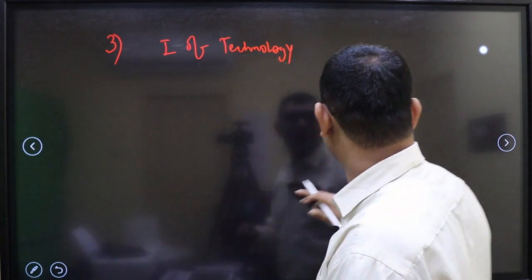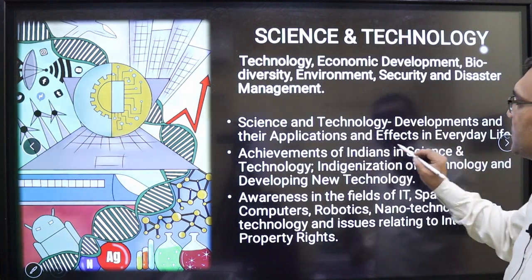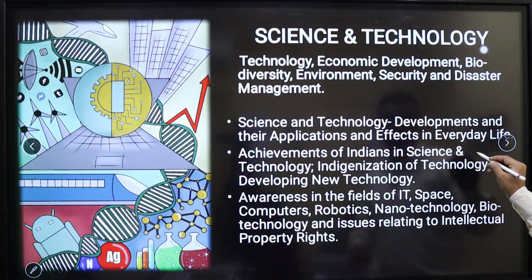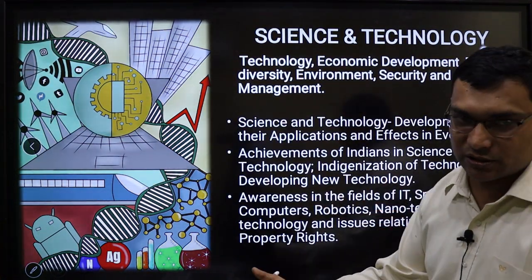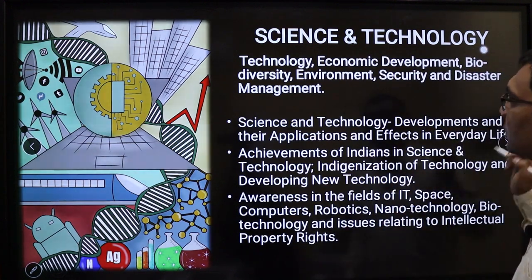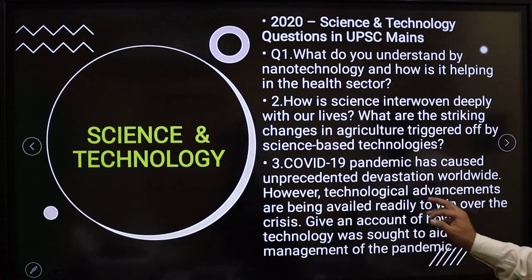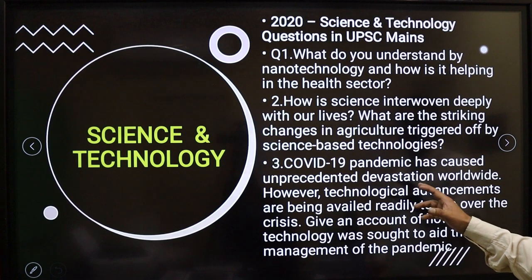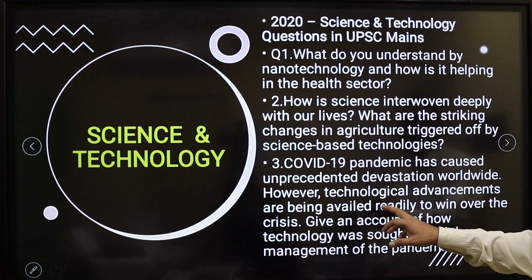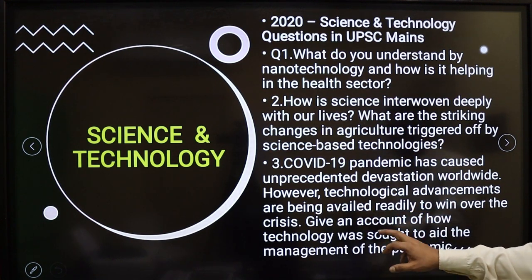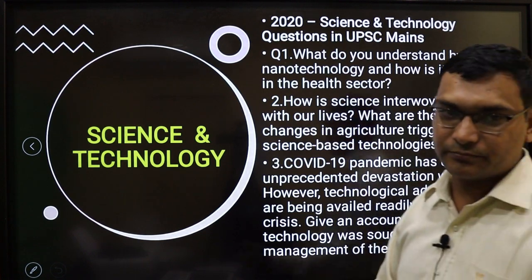Each and every time there was a question here. For example, science and technology development, applications and their effects, achievements and awareness. I will come to awareness, but indigenization of technology and developing new technology. What are the new technologies that were there? So the question was, COVID-19 pandemic has caused unprecedented devastation worldwide. However, technological advancements are being availed readily to win over the crisis. Give an account of how technology was sought to aid the management of the pandemic.